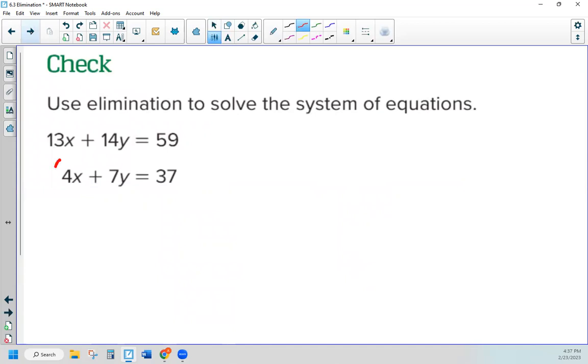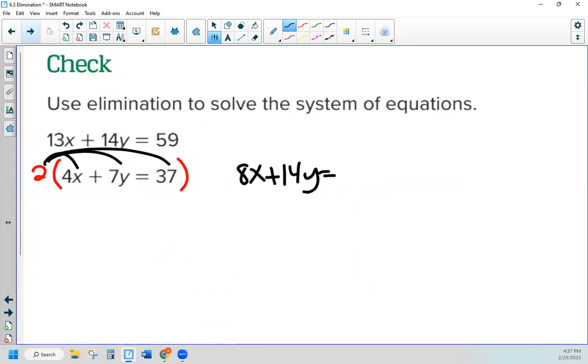That means I will go ahead and multiply the bottom by the number 2. What does that make? Here, here, and here, we'll get 8x plus 14y equals... what does this give me? 74. 3 and 3, 6, 74. Okay, so that's our new bottom one. And then the top one here, the original, stays the same as a 59. Cool.